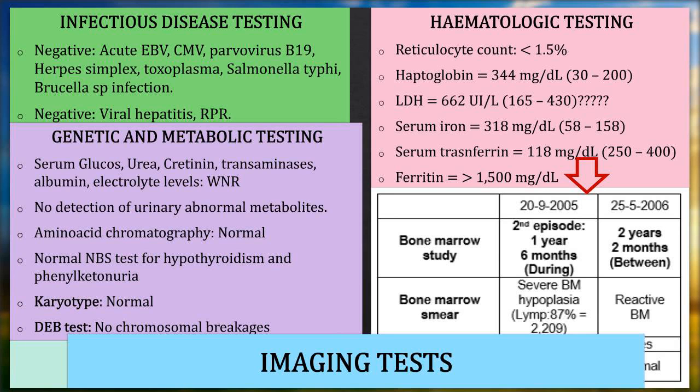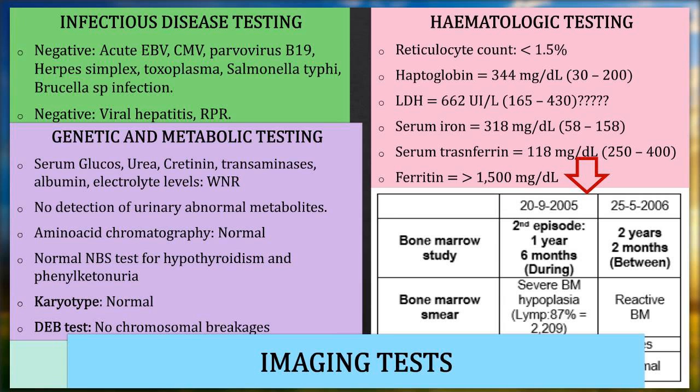Regarding pathological testing, to discard some pathologies in this sphere, the red lymphocyte count, as I have mentioned, was low, haptoglobin within ranges, LDH a bit high, serum iron a bit high, transferrin a bit low, ferritin very increased. And we realized some bone marrow studies.